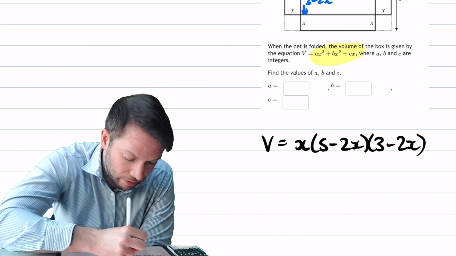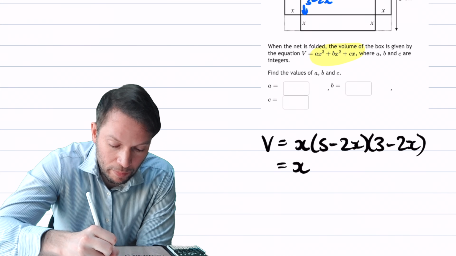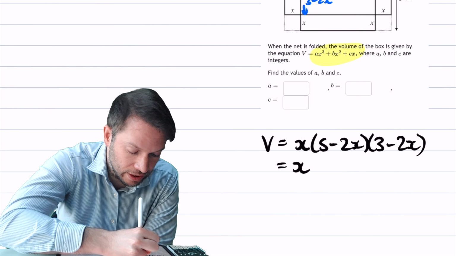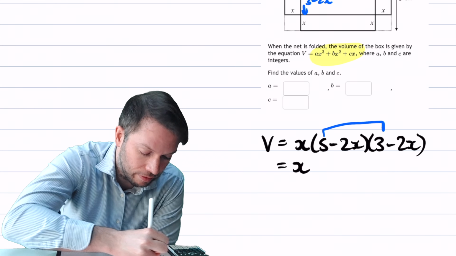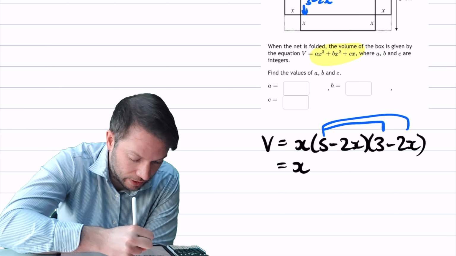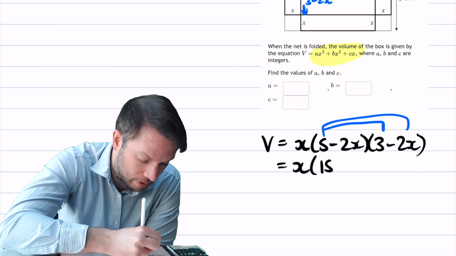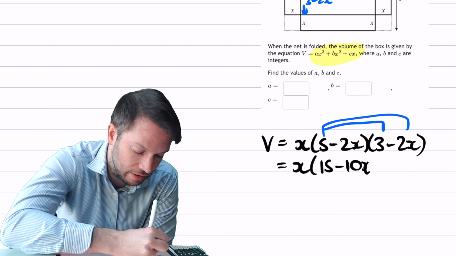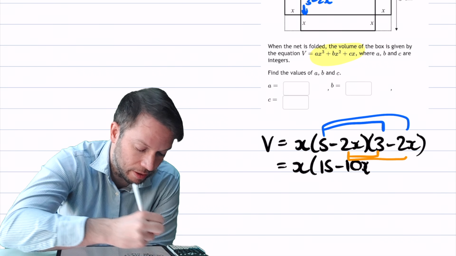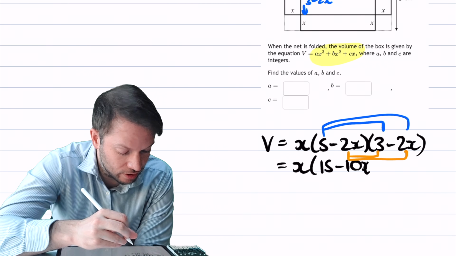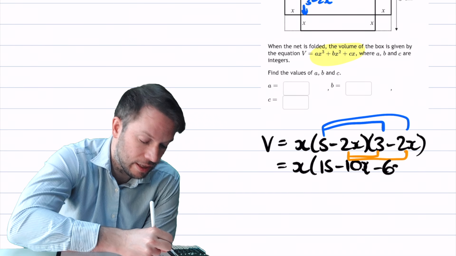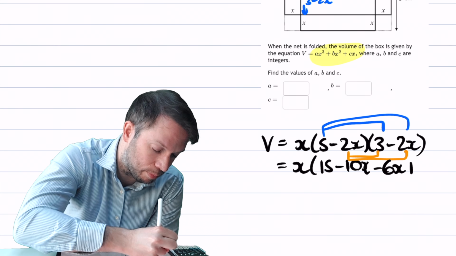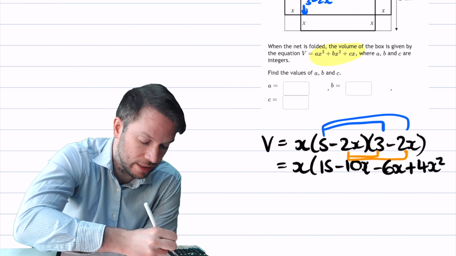So I'm going to multiply out the two brackets first. Remember, you do each thing in the first bracket times each thing in the second. So the 5 times the 3 and the 5 times the minus 2x. So that's going to be 15 minus 10x. And then you do the second thing here, the minus 2x times the 3 and times the minus 2x. So minus 2x times 3 is minus 6x. And minus 2x times minus 2x is positive 4x squared, like that.